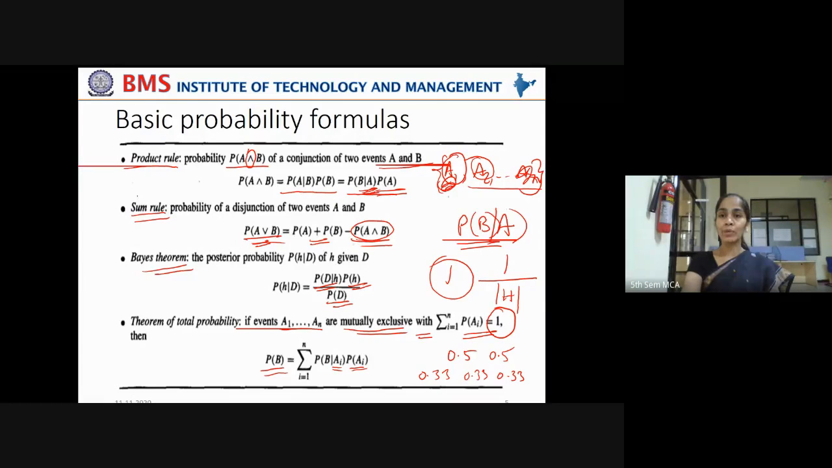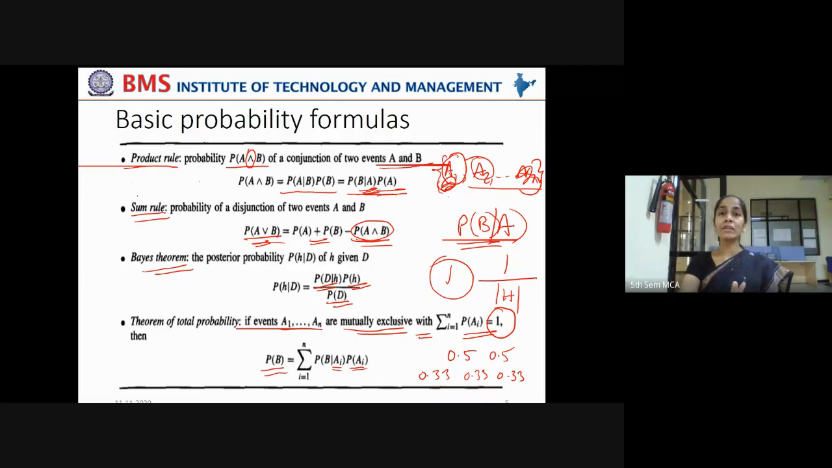Now, in this case, if one event is occurring, its probability is 1. All other probabilities will be 0. Now, if another event is occurring, its probability is 1. Other events can't occur now. In that case all will be 0.